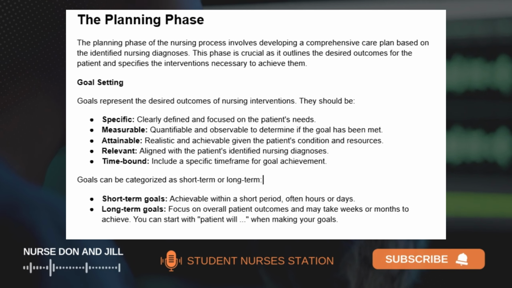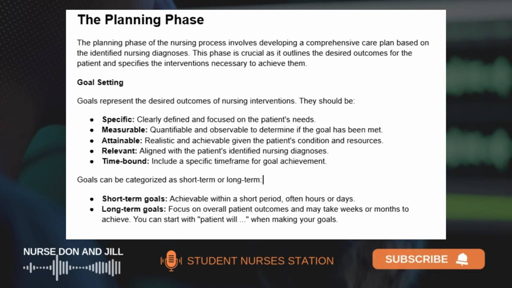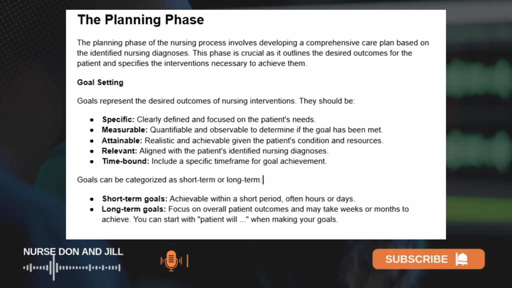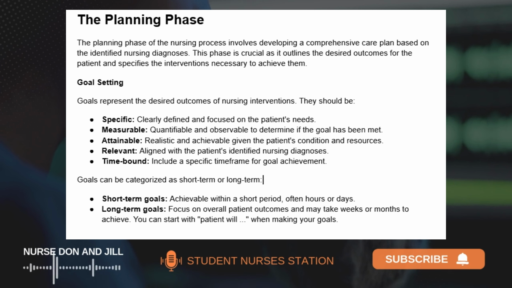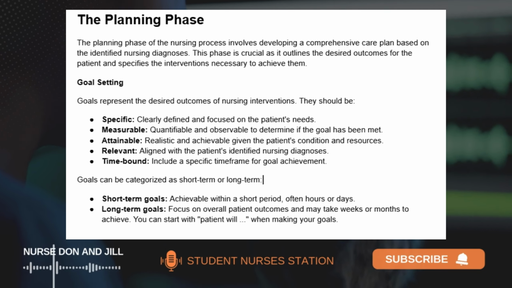Let's say we have a patient who's been diagnosed with a stroke and has impaired mobility. A SMART goal for this patient might be something like, the patient will ambulate 20 feet with the assistance of a walker by the end of the week. Perfect example. It's specific. We know exactly what we're aiming for. It's measurable. We can track the distance the patient is able to ambulate. It's attainable. It's a realistic goal for this patient's condition. It's relevant. It addresses their impaired mobility. And it's time-bound.